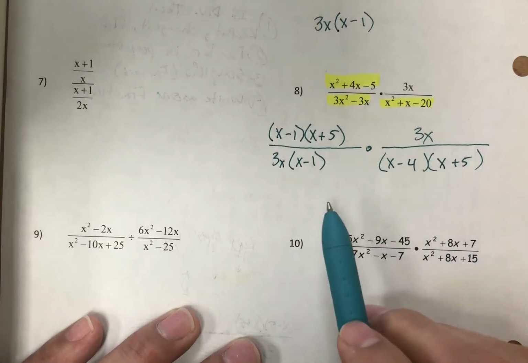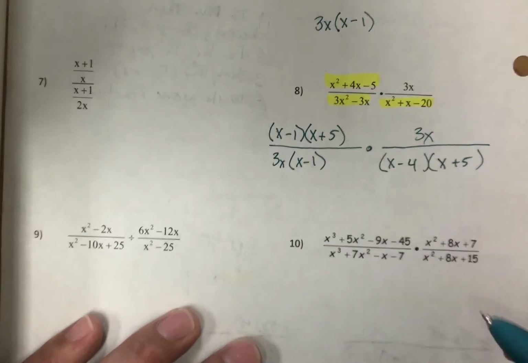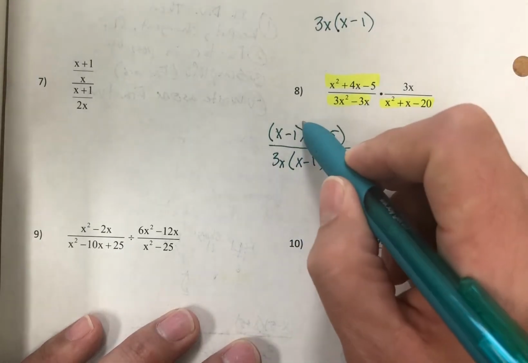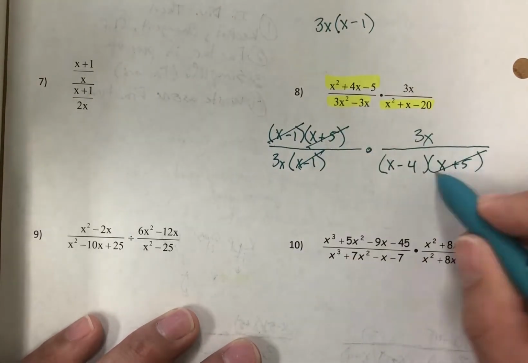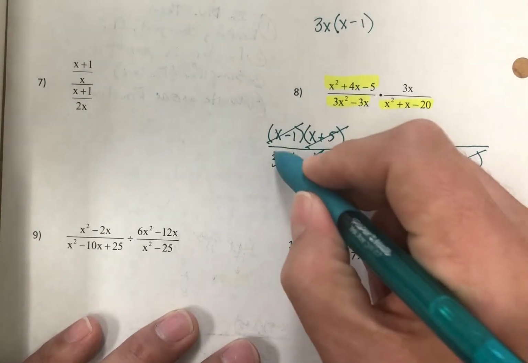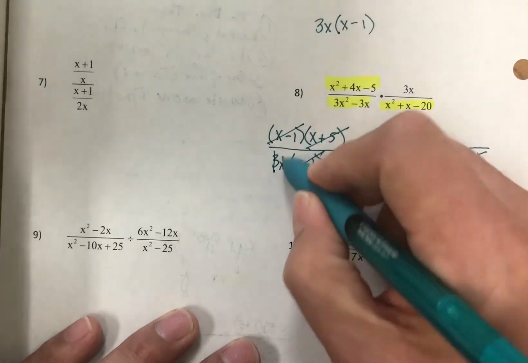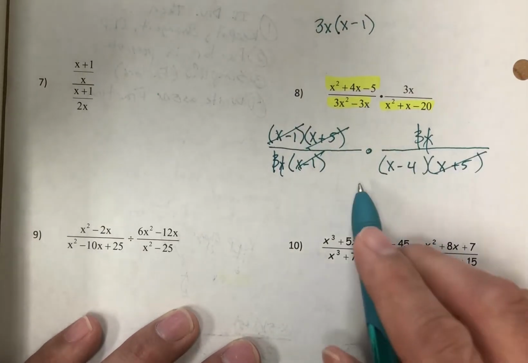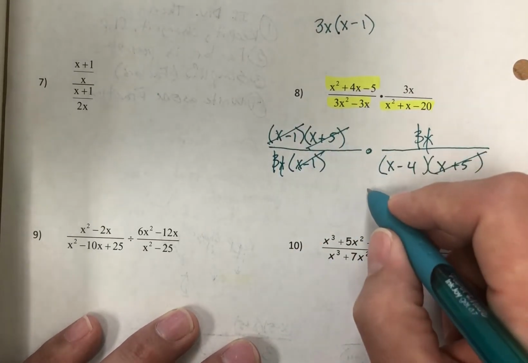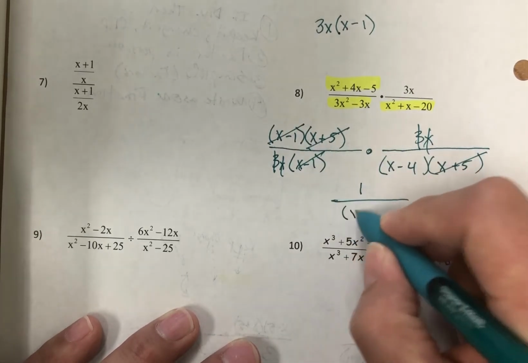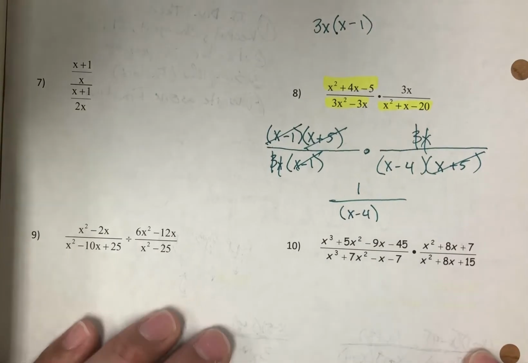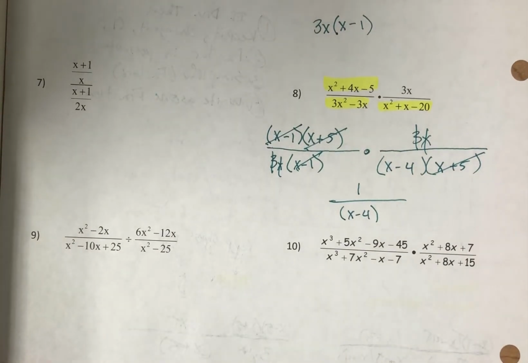Okay, so we look and see what we can cancel. So x minus 1 with x minus 1, x plus 5 with x plus 5, a 3 with a 3, an x with an x. So everything cancels up top, so I'm left with 1, and the thing that's left on the bottom is x minus 4. Okay.